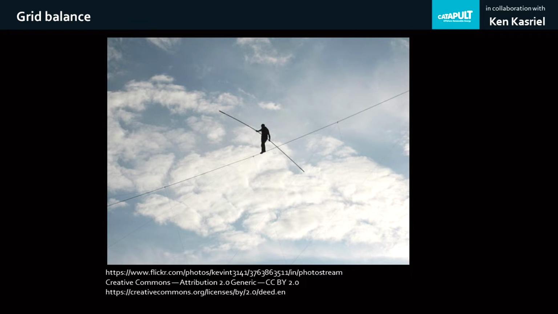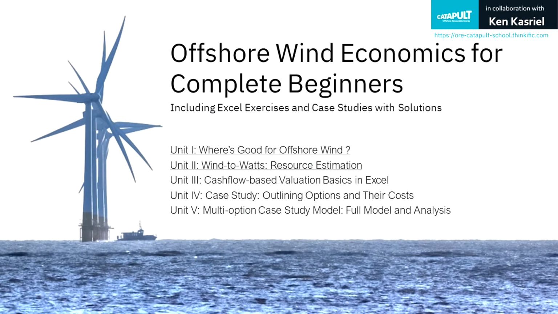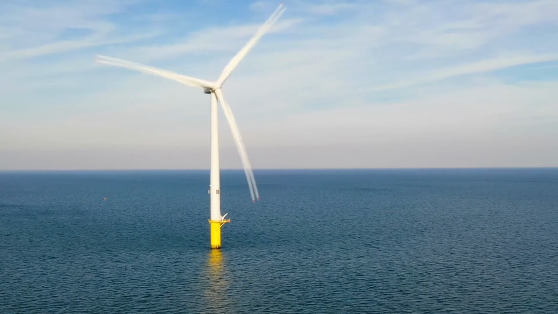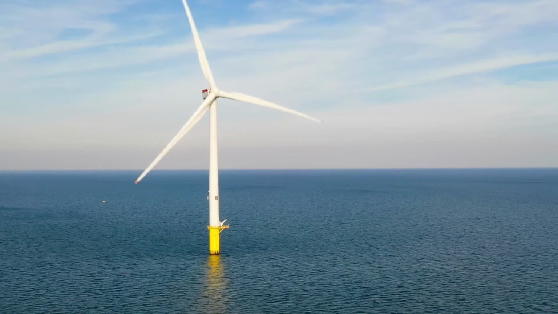There's also the question of the local grid's readiness to handle the challenges of intermittent power sources like offshore wind. Unit 2 is where the journey to estimating offshore wind farm sales revenue starts, at the single turbine level. It's also the first unit where you fire up Excel in earnest.